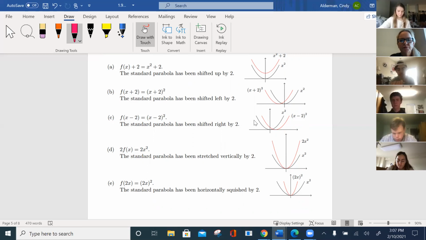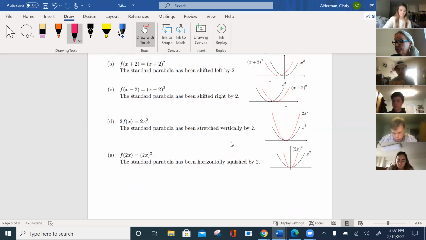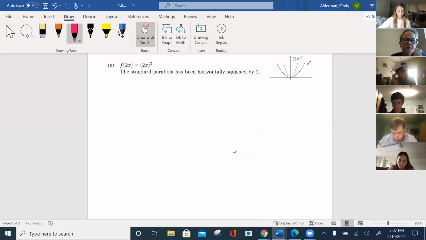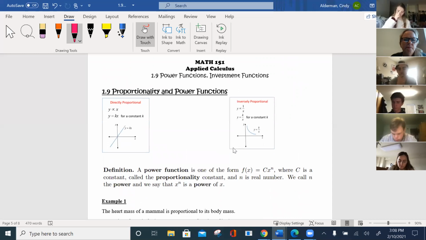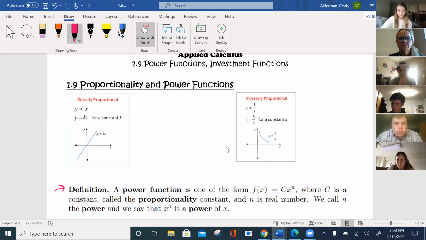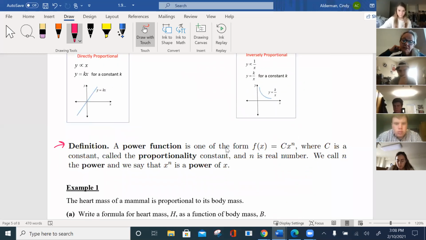We're going to move on to 1.9 now. And when I print these out and post these notes, I will post this stuff for you, so you don't have to worry about copying it down. Okay, so now we're going to talk about proportionality and power functions. Down here at the definition, a power function is of the form f of x equals c x to the n, where c is the constant called the proportionality constant.